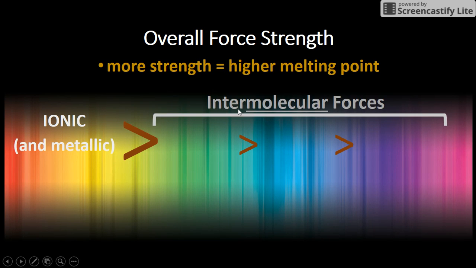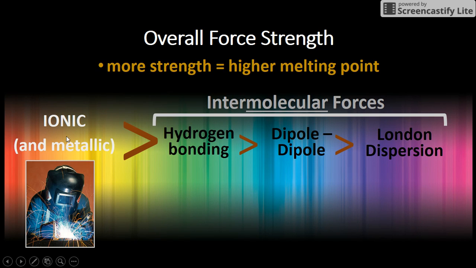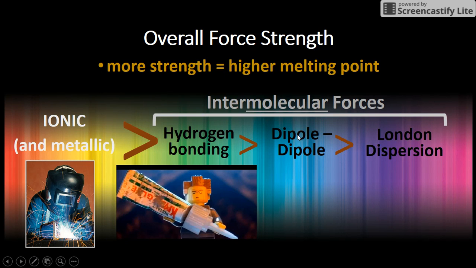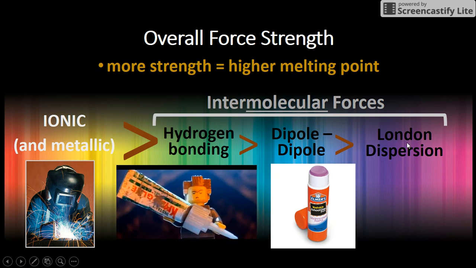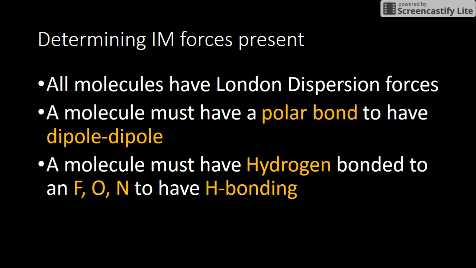And when we talk about intermolecular forces, forces between molecules, forces between things that are covalently bonded, that's where you will see hydrogen bonding, where you'll see dipole-dipole, and where you'll see London dispersion. And just to give you an idea, this is like welding. Ionic, metallic, that's like welding things together. That's a pretty strong bond. Hydrogen bonding is not that strong. It's kind of like using crazy glue. Dipole-dipole is kind of like using a glue stick, and London dispersion is kind of like using the sticky note glue to hold things together. So they're not near as strong as ionic, but they exist, and hydrogen being the strongest.